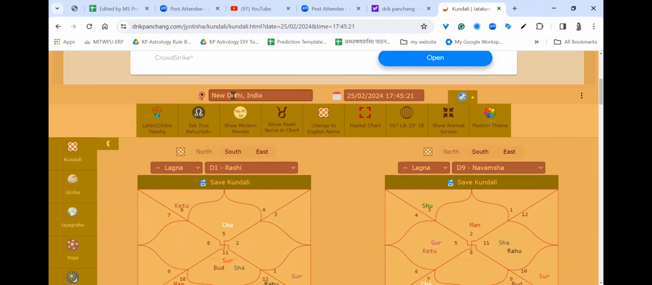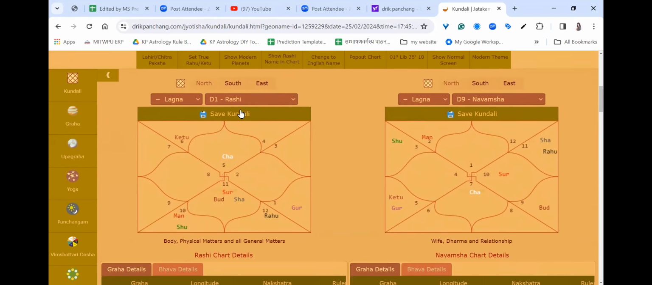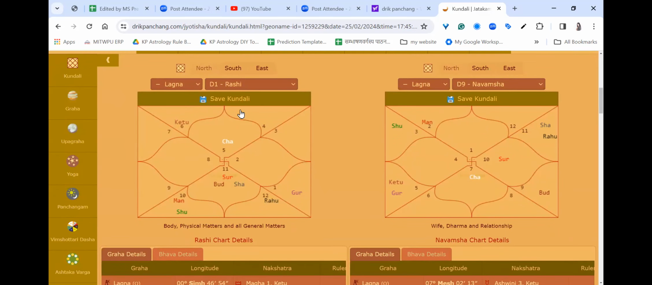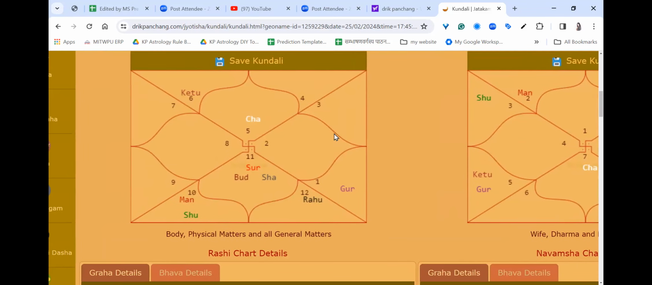Let me change this to Pune. Yes, after 1745, it is 5. What do you see here? With every 2 hours, this Rashi changes to the next Rashi, which means Kark Rashi has now gone to the 12th house. This is Virgo, Kanya Rashi. After 2 hours, this will come into the Lagna. After another 2 hours, Libra will become the Lagna. So everything else keeps moving in the anti-clockwise direction.